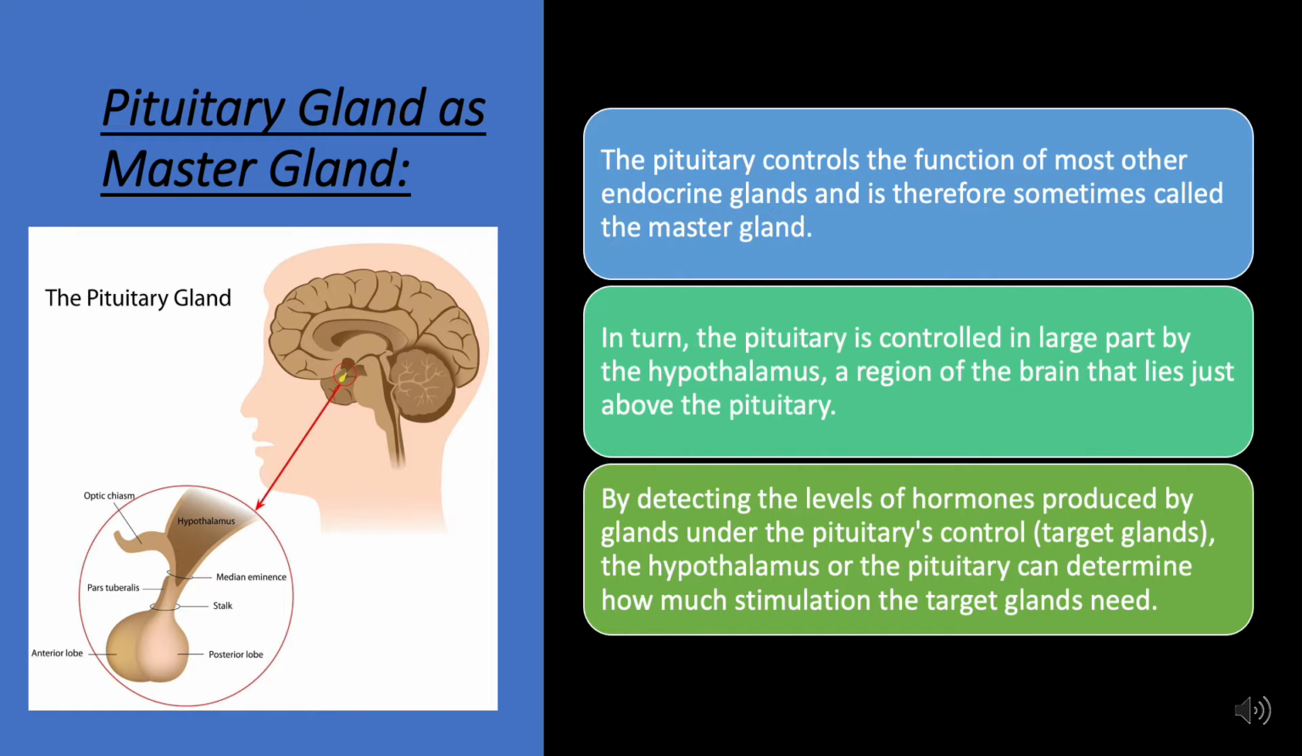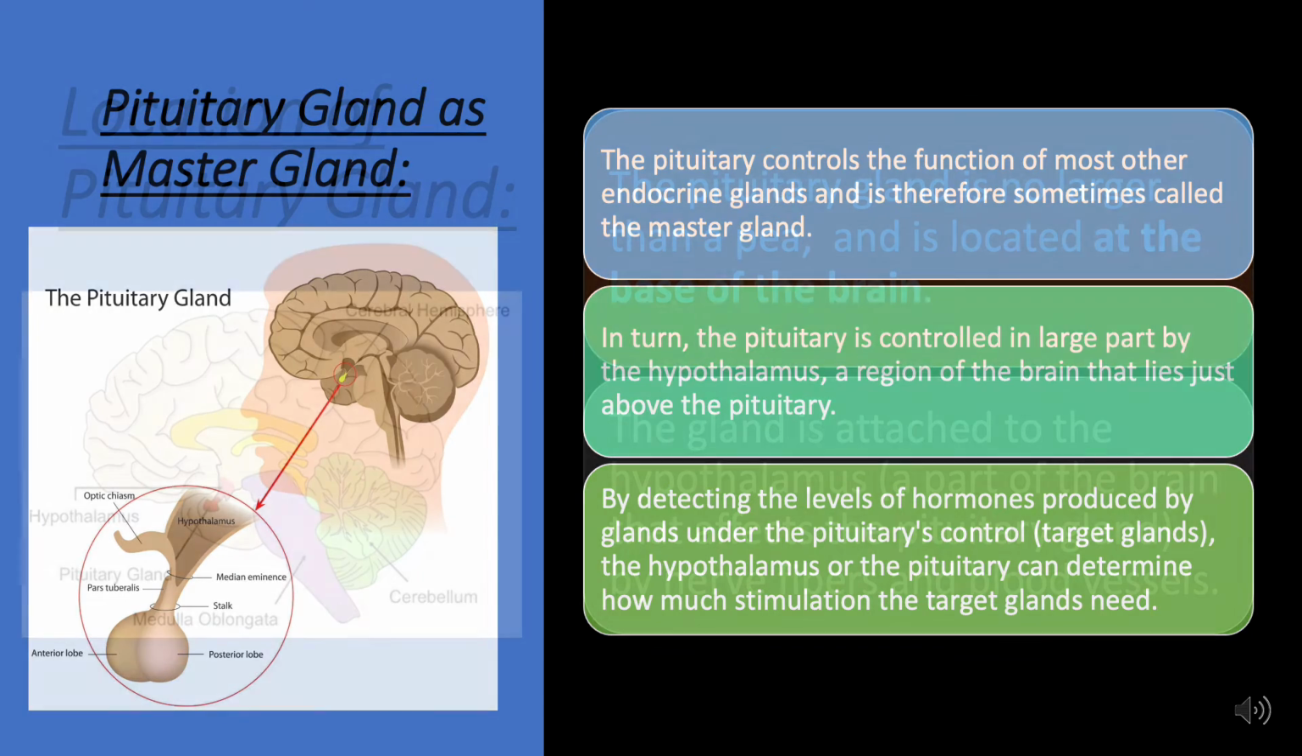Pituitary gland is the master gland. The pituitary controls the function of most other endocrine glands and is therefore sometimes called the master gland. In turn, the pituitary is controlled in large part by the hypothalamus, a region of the brain that lies just above the pituitary. By detecting the levels of hormones produced by glands under the pituitary's control, the target glands, the hypothalamus or the pituitary can determine how much stimulation the target glands need.